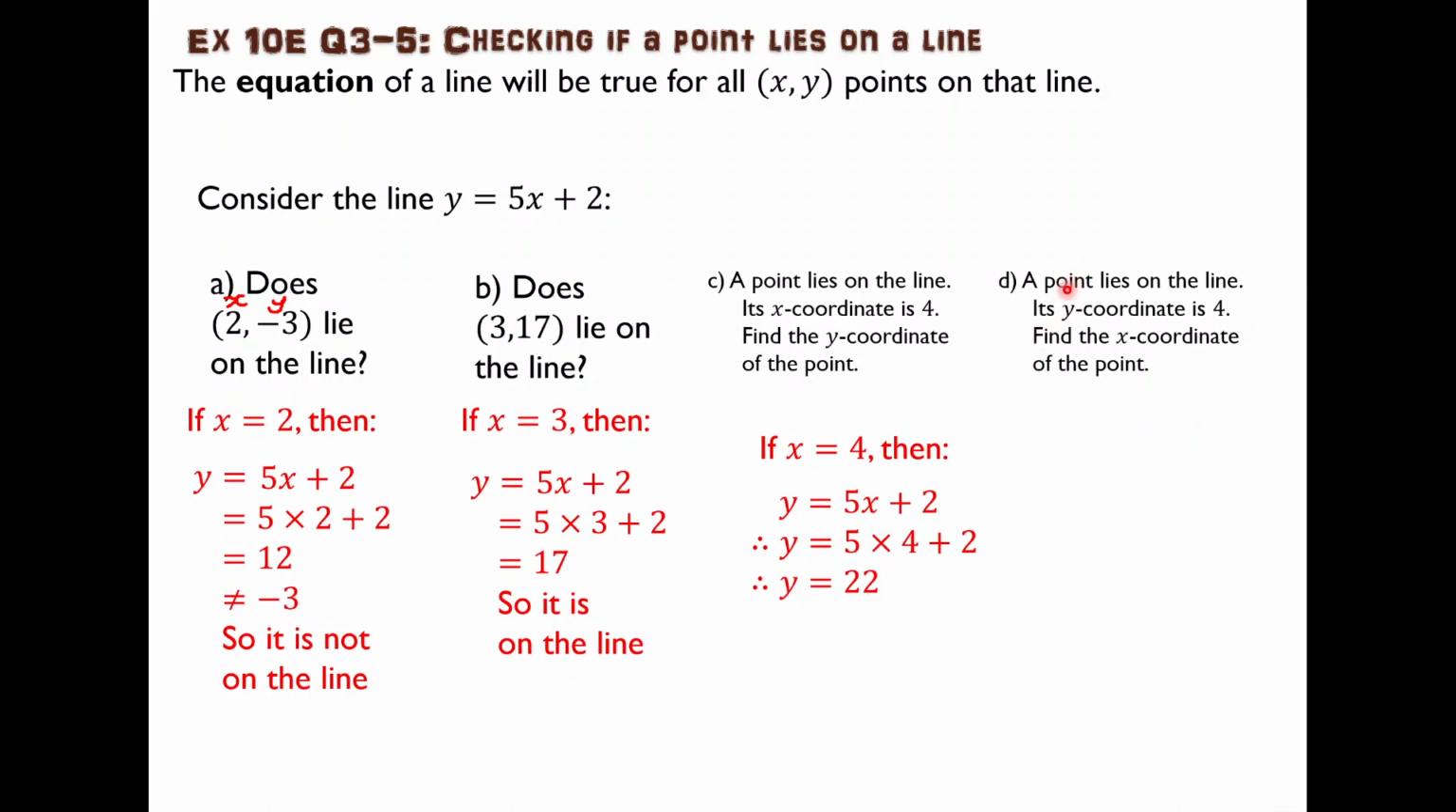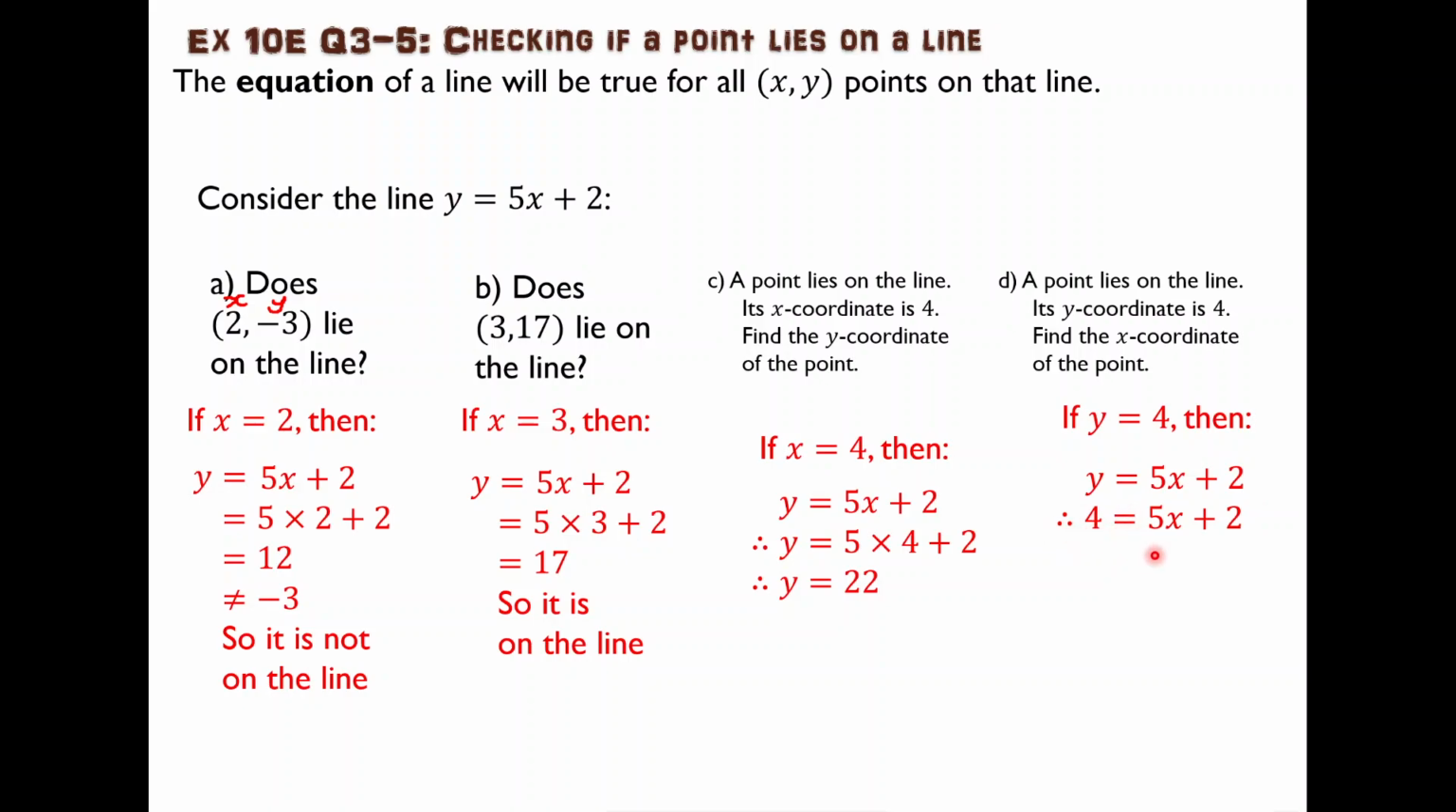It still says, we know a point lies on the line, so the equation will be true. Its y-coordinate is 4. Find the x-coordinate. Do you see that that's backwards to this one? So if its y-coordinate is 4, so if y equals 4, then let's just see what x would be. We'll write down the formula exactly as it is in the question, and we're going to replace y with 4. So instead of y, I'll write 4. Do you notice that everything else stayed the same? And I've got a therefore in front.